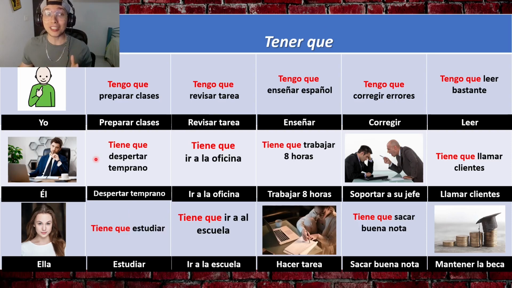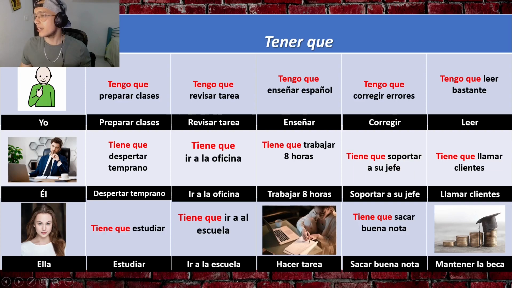Now let's say he has to put up with his boss. Now, soportar in Spanish doesn't mean to support, it means to put up with or to tolerate. So we say he has to put up with his boss. And we say, él tiene que soportar a su jefe. One more time, él tiene que soportar a su jefe.